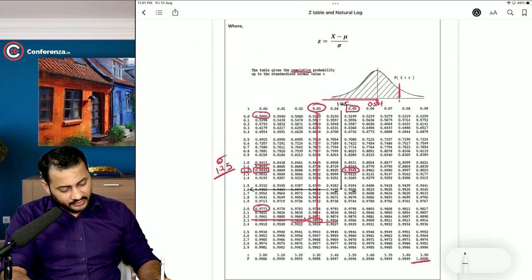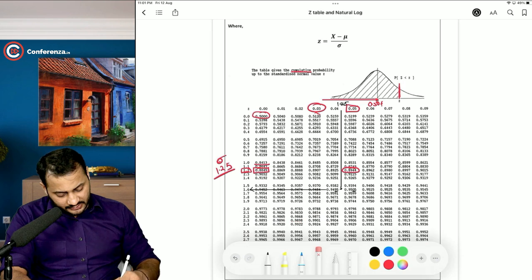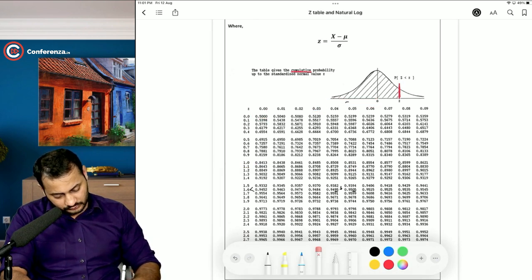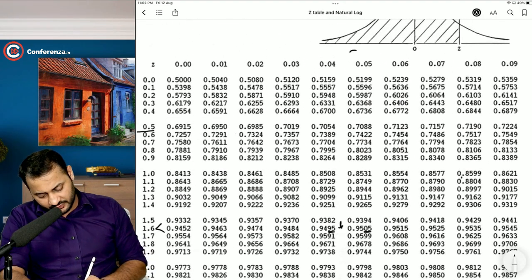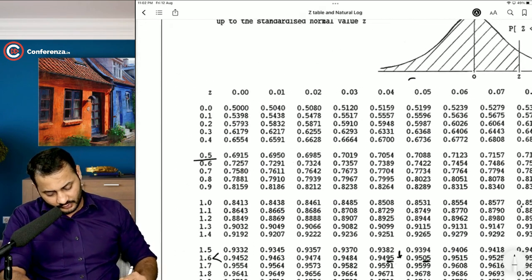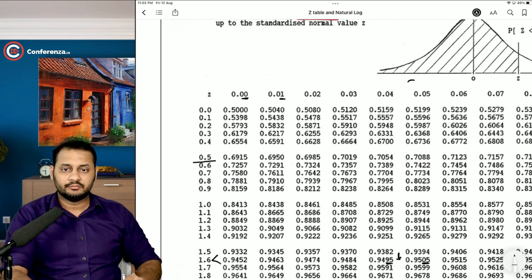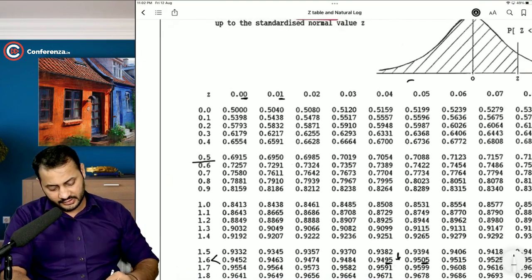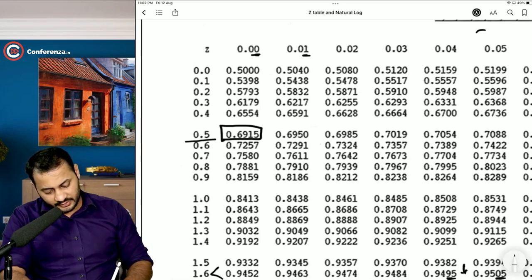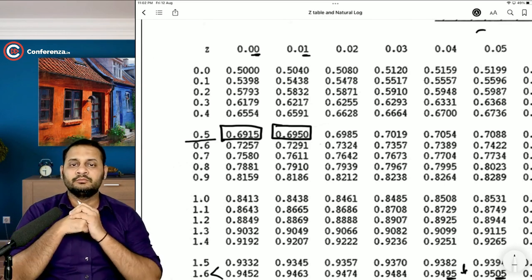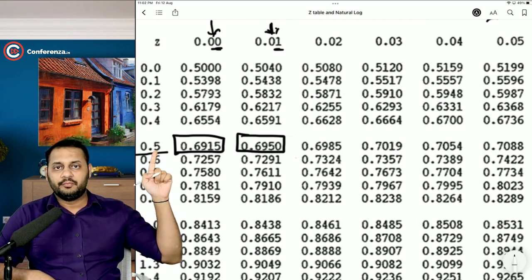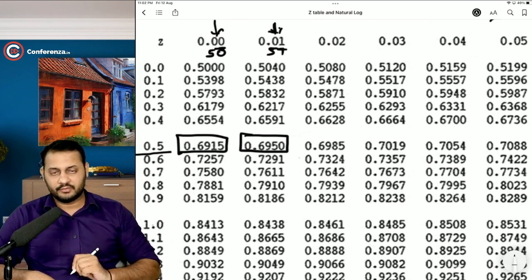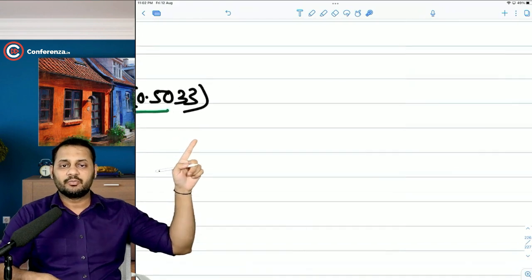If you remember the Z table, we used this in the risk management chapter. So we have to find 0.5033, right? Let's start with 0.5, and this is 0.50, the second digit. We need 0.50 and 0.51. So 0.50 is this one and 0.51 is this one. The first figure is replaced by this 5.